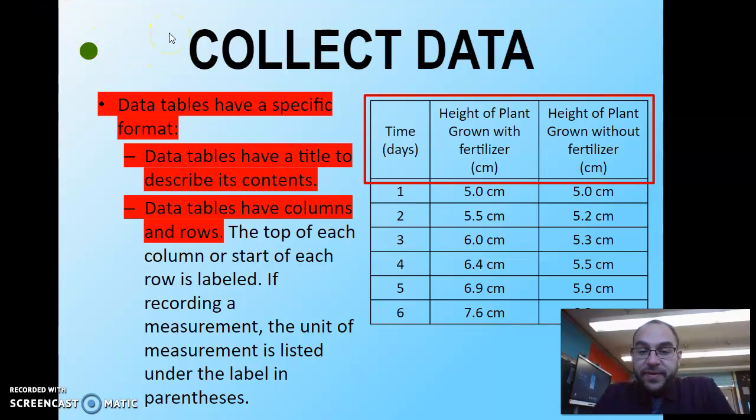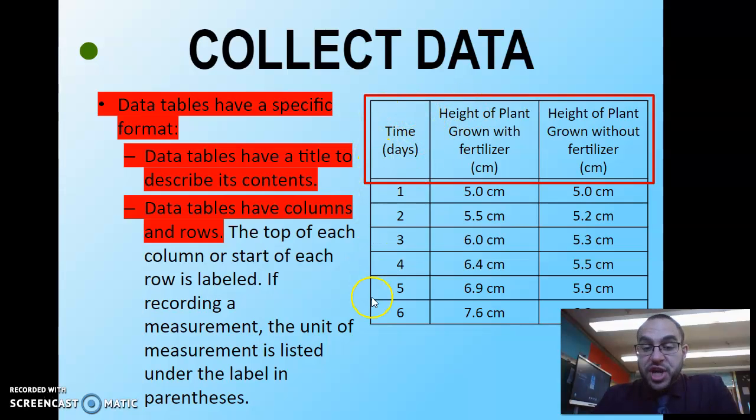Data tables have a specific format, okay? You have to have titles for every column. There always has to be titles. And then they're going to have columns and rows. So the top of the column is going to have the name of whatever it is. And then below it is going to be where all your recordings are of whatever it is that you're measuring, and you need to make sure that you're putting the units. Everything in science should always have units, and it should always be to the 10th.